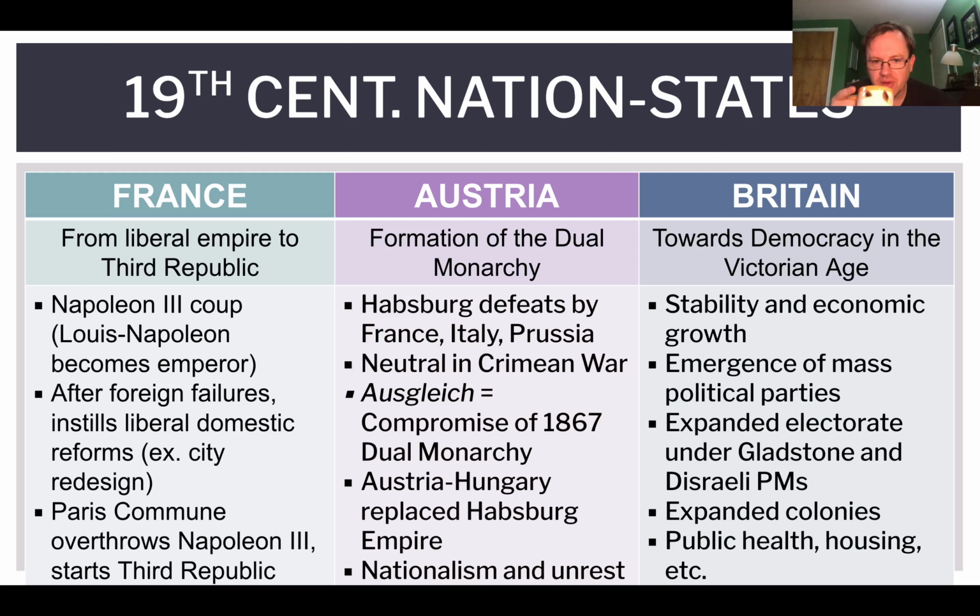Okay. Other states in the period. So France was a liberal empire under Napoleon III. So after the revolutions of 1848, Napoleon III is elected president of the Second French Republic. And then in 1851, I believe, has a coup and basically names himself the emperor. Louis Napoleon becomes Napoleon III. And he is a liberal emperor, though.